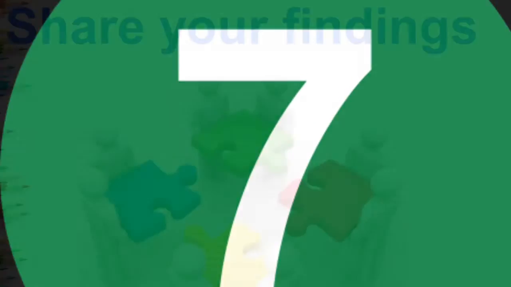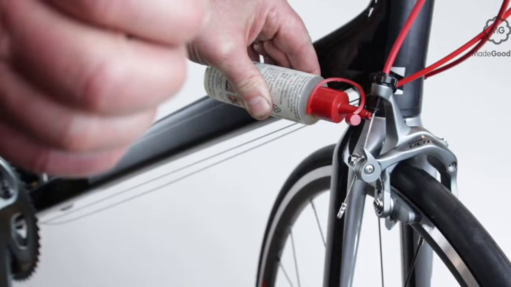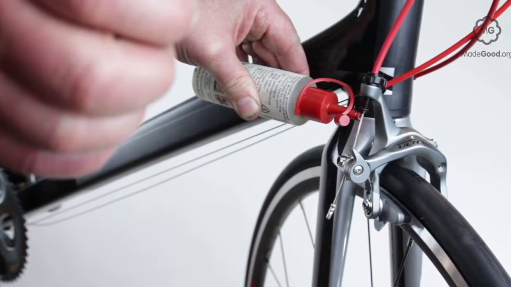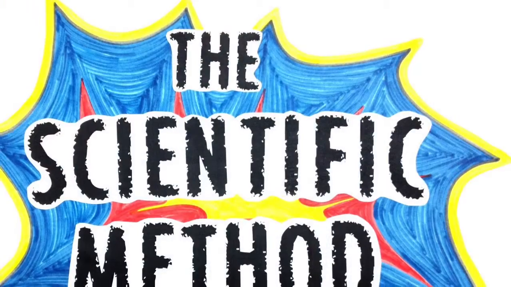Step 7. Share your findings. Tell your dad or parents that your bike needs to be re-oiled. If anything else needs to happen, retest the theory and redo the scientific method. This concludes the scientific method.